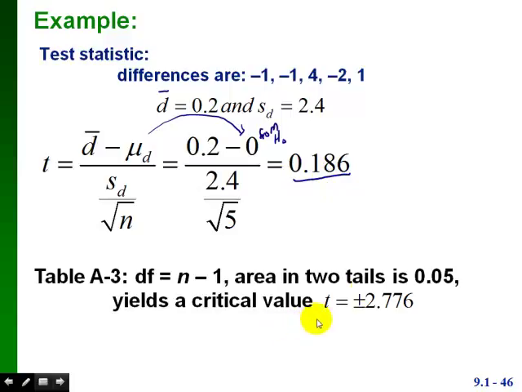Now if we look up, since this is a two-tailed test, because we had H1 being that d was not equal to 0, so that gives us a two-tailed test. So if we look up in our table, we're going to have 4 degrees of freedom, and if we look under area in two tails, under 0.05, then we get a critical value of 2.776. So we use the plus and the minus for our two tails.